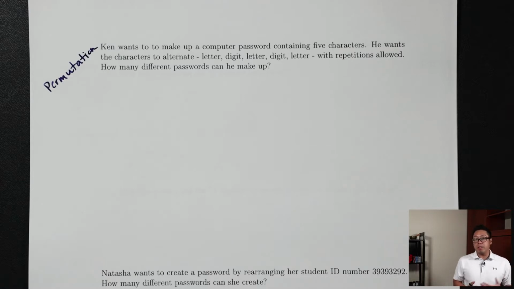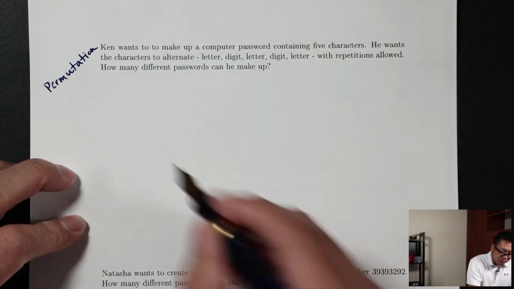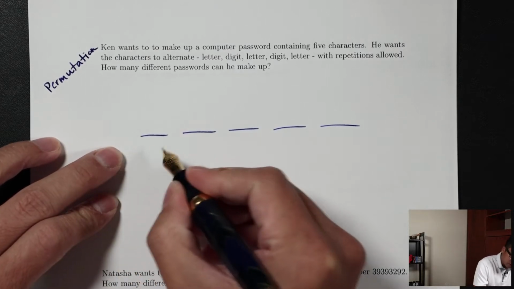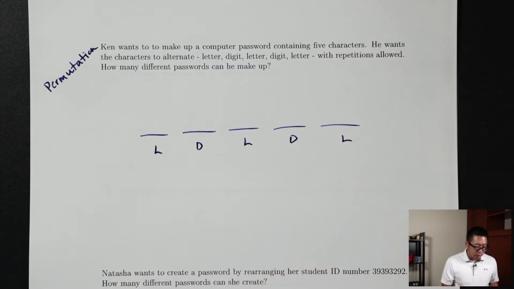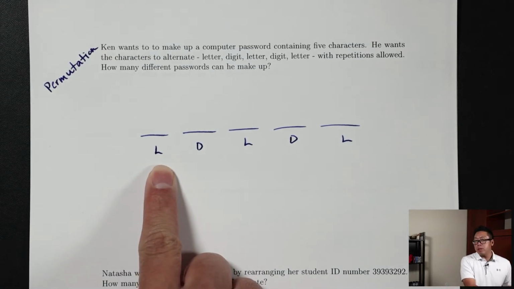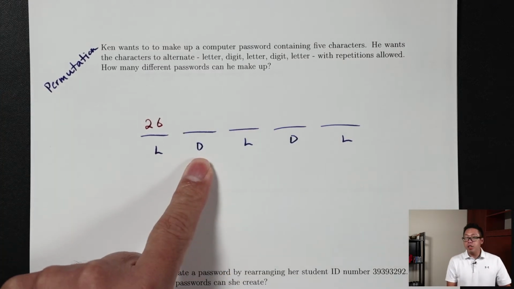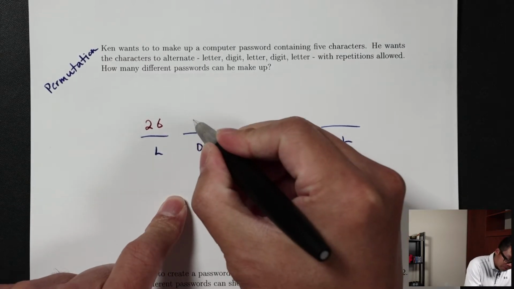Permutations, we're going to use blanks and numbers. So how many blanks do I need? He wants a password containing 5 characters, so 5 blanks. And then he wants it to alternate letter, digit, letter, digit, letter. No other restrictions. Okay, so letters, that's A through Z. How many options do we have? A through Z, it's 26. Digit, that's 0 through 9. How many options is that? So 0 through 9, 10 options.